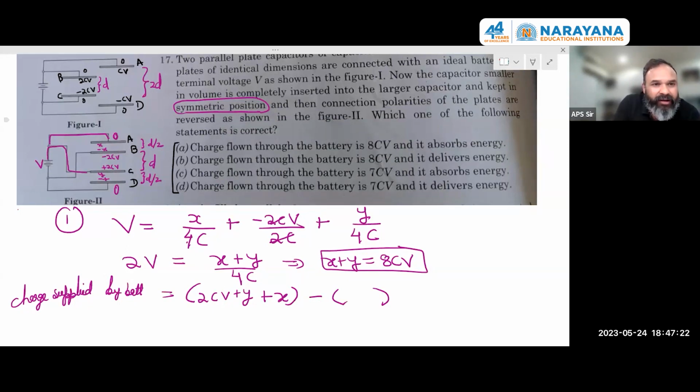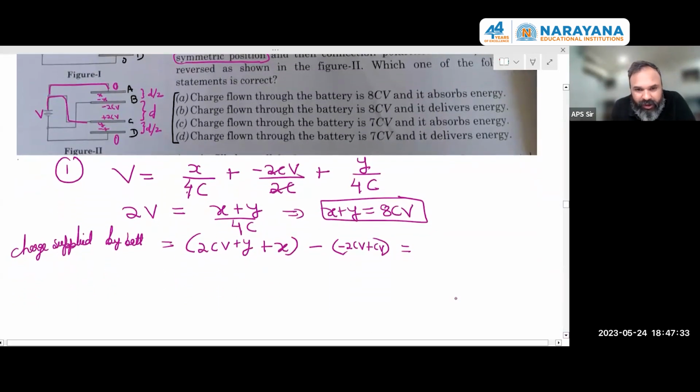Initially C and A, so C was having minus 2CV and A was having a CV. So basically what I got here is, if you observe carefully, I've got a 2CV term, I've got an X plus Y term, and here what I've got is CV minus 2CV, right? So minus CV, so plus CV term here.